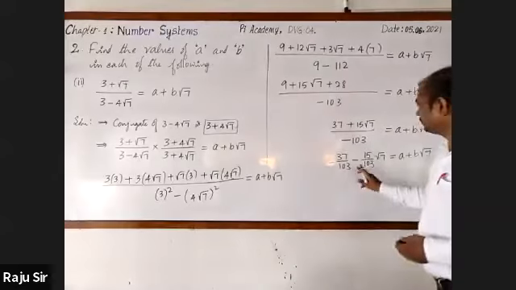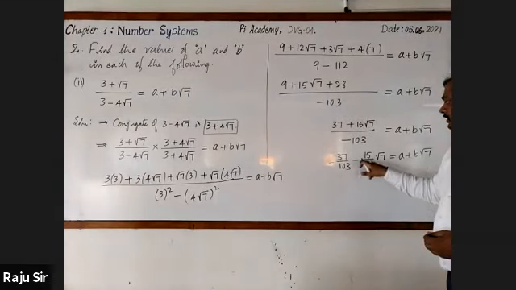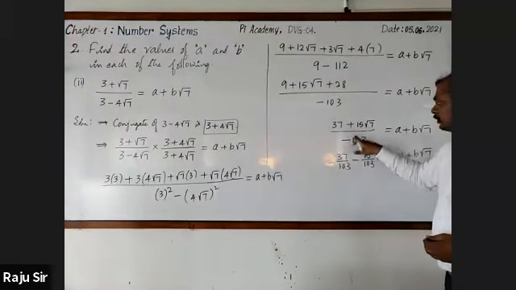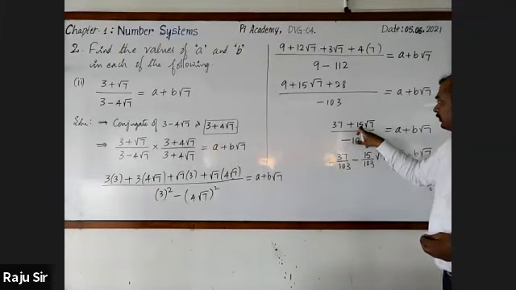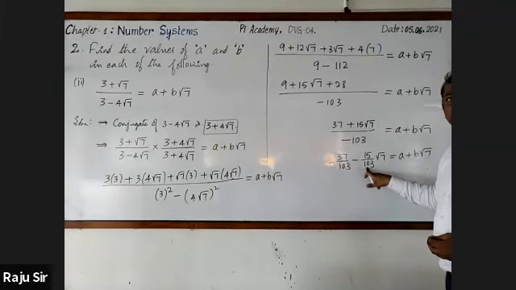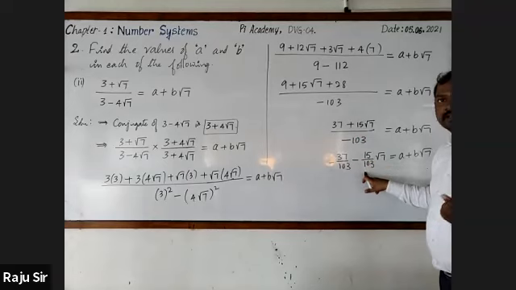You will also divide this by minus 103, right? 15 by minus 103 is nothing but minus 15 by 103. Understood?